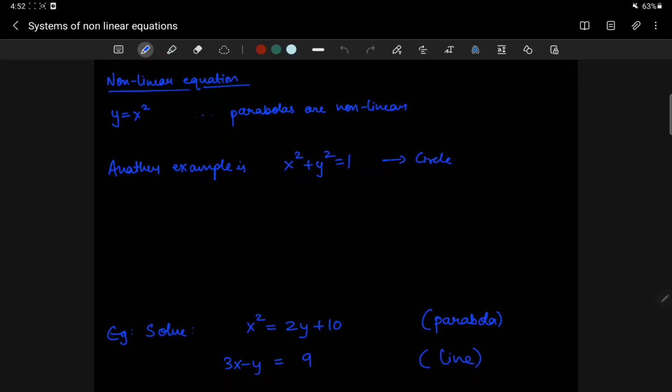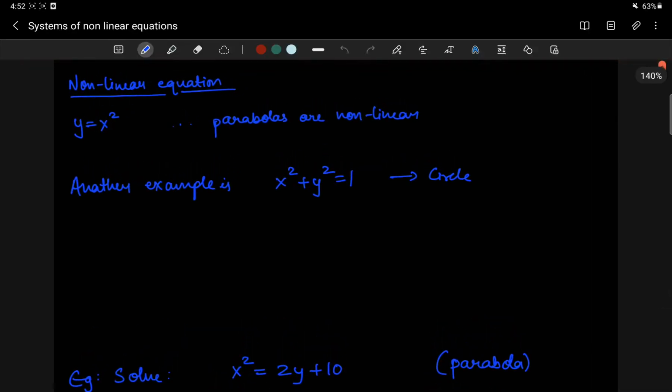Hi everyone. In this video we will be learning about nonlinear equations, and throughout this week we will learn how to solve nonlinear systems of equations. So let's first try and understand all these words. A linear equation, you already know, linear comes from line, so it just means a straight line equation.